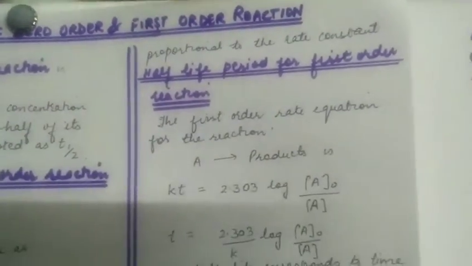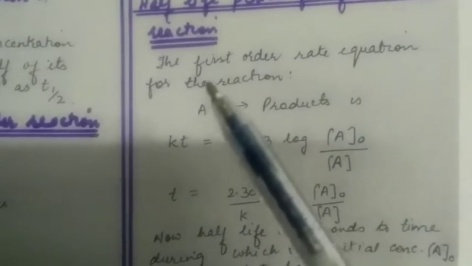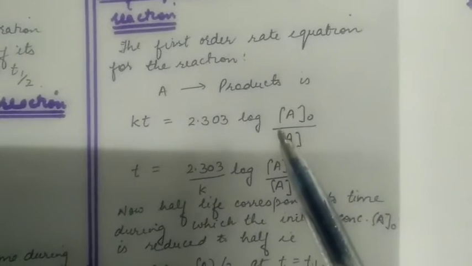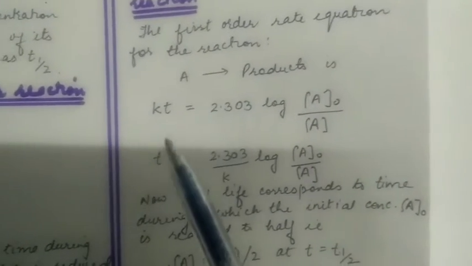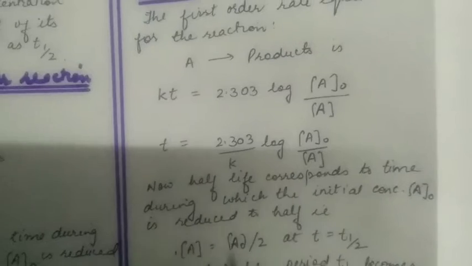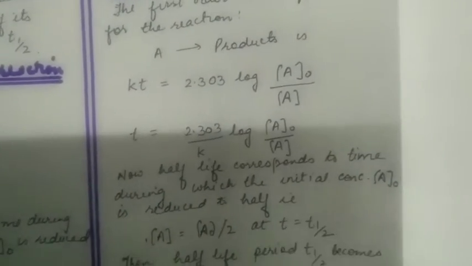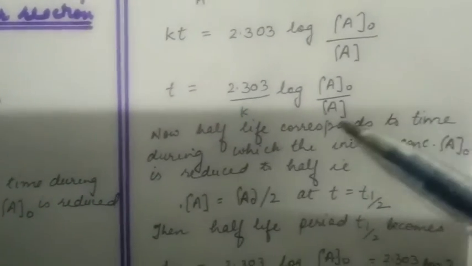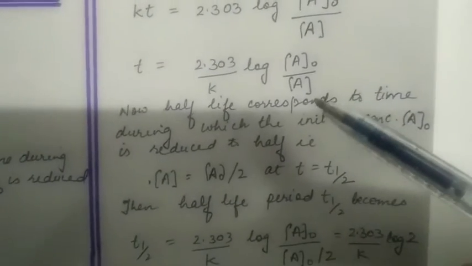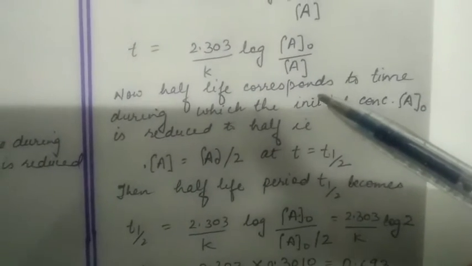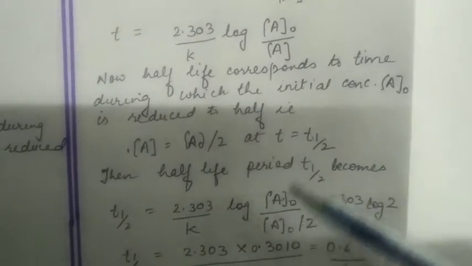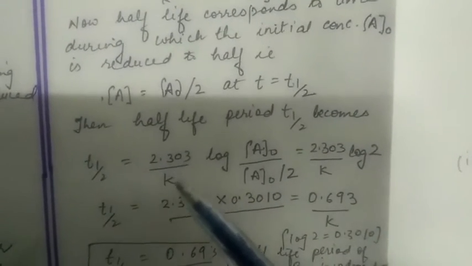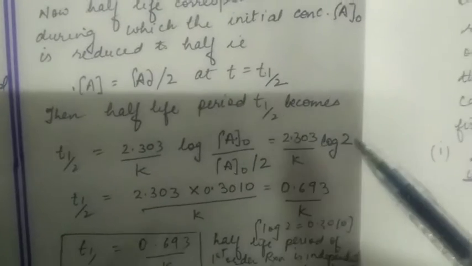Half-life period for first order reaction. First order reaction, the rate equation is Kt is equal to 2.303 log A naught upon A, or t is equal to 2.303 upon K log of A naught upon A. Now as at T half time, A will become A naught upon 2. So A naught upon A naught upon 2 will become 2. So equation becomes T half is equal to 2.303 upon K log 2.